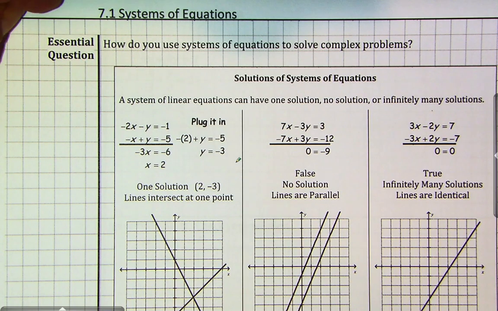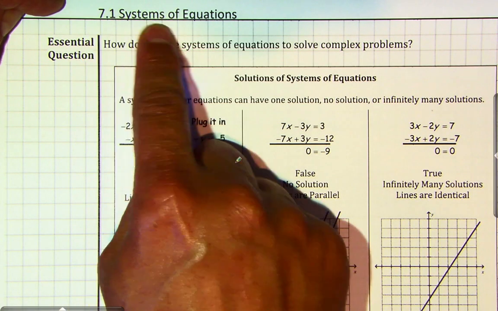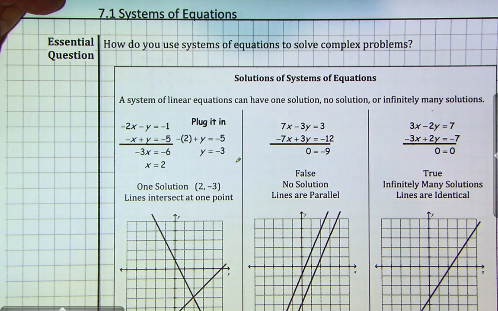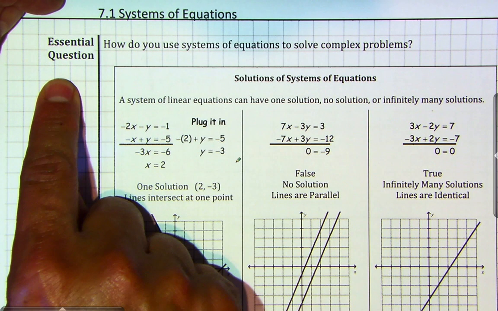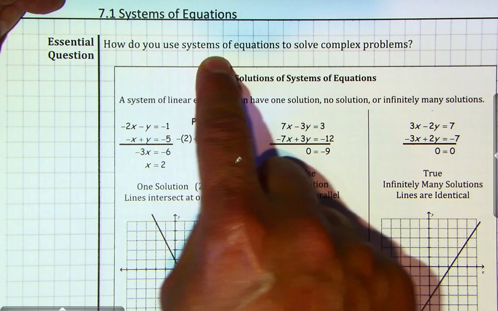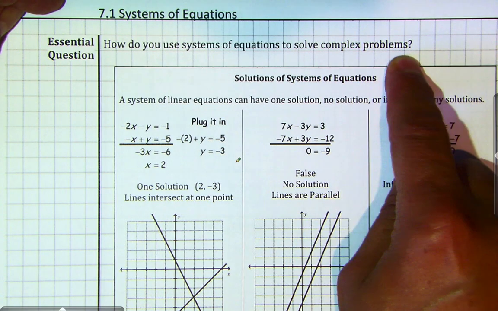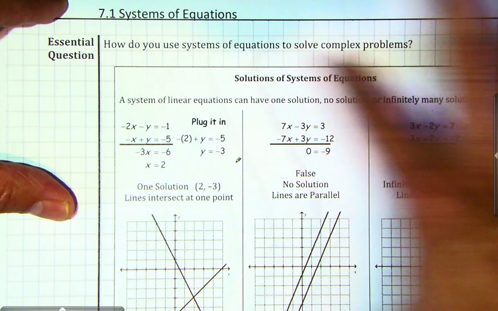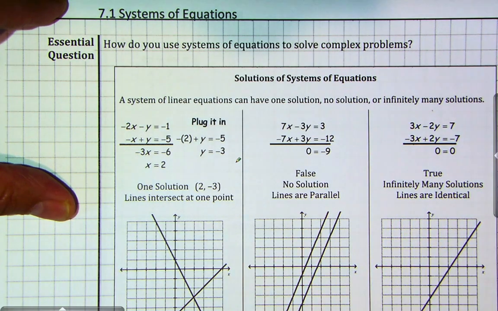Today we are going to cover section 7.1, Systems of Equations. So take the time to write down your title and your essential question: how do you use systems of equations to solve complex problems? Go ahead and paste your cutout and we'll start once you are ready.